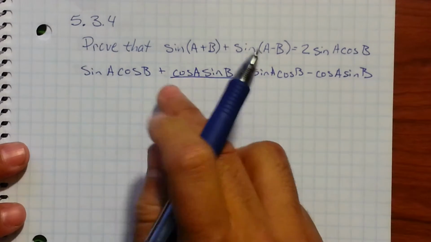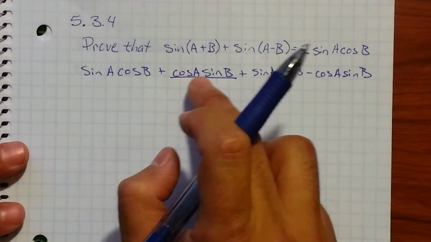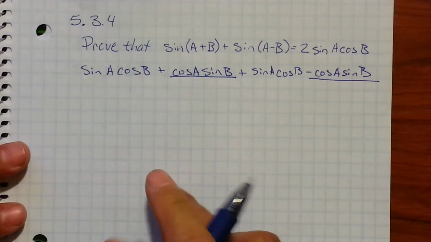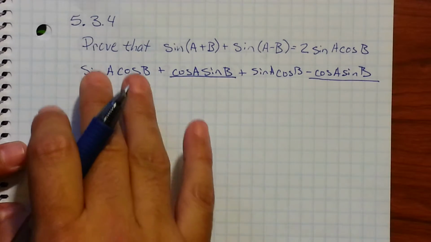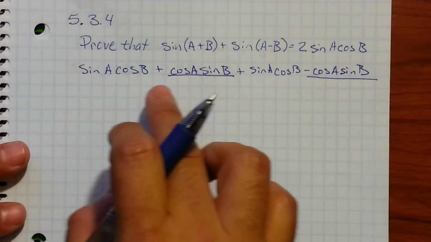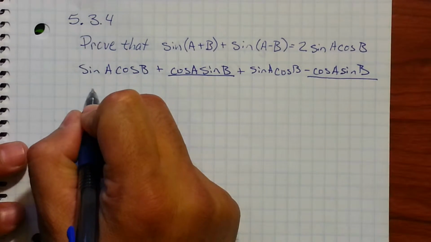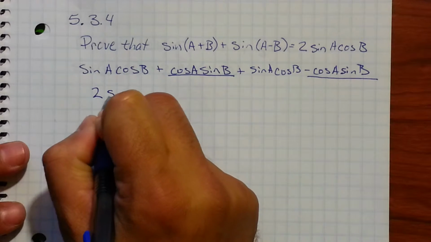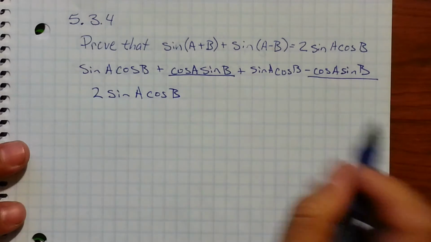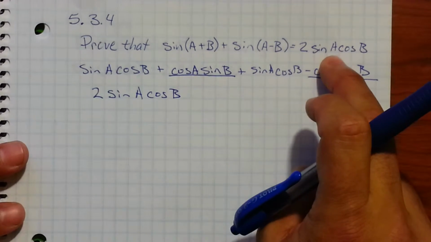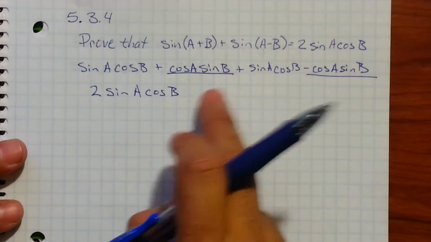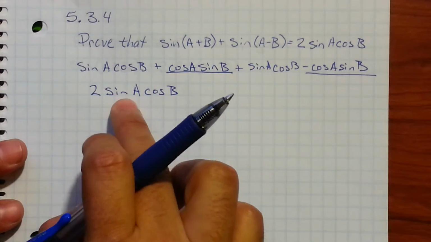Now, looking at this, I'm going to combine like terms. Right here, I have a positive cosine A sine B and this is a negative cosine A sine B, so those are going to cancel. So I have sine A cosine B, sine A cosine B. If I add those together, I'd be left with 2 sine A cosine B. So this proves that it is equal to that. So I'm going to go with twice that one.